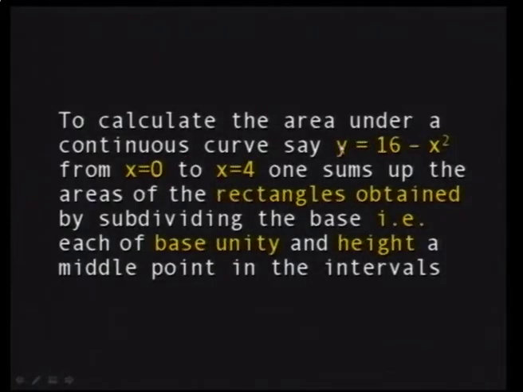Now, for example, if you wish to calculate the area under a continuous curve, consider the simple continuous curve y is equal to 16 minus x squared, which is a parabola open from below, and you wish to calculate the area under the graph from 0 to 4. What you do is start summing up the areas of rectangles, like we did before. You subdivide the base into n, for example, subdivisions, and you keep on calculating the area of these small rectangles one by one.